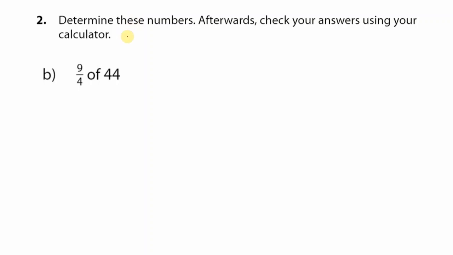So number 2 of 13.3, determine these numbers. Afterwards, check your answer using your calculator. 9/4 of 44. Now, from primary school, you should know if we see "of", it means we can simply replace it by multiplication. So it's the same as 9/4 times 44, which is the same as 44/1.